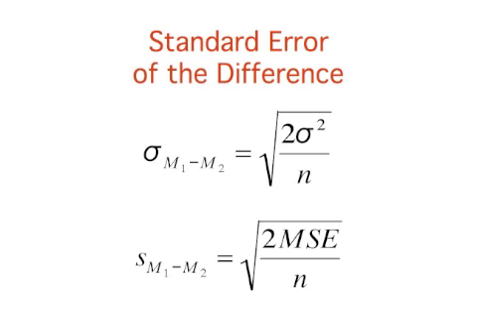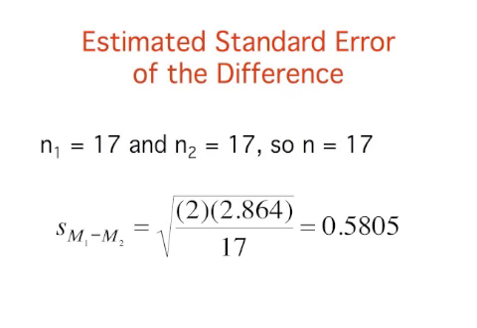The upper formula is the formula for the standard error of the difference. The lower formula is the formula for the estimated standard error of the difference. Notice the difference on the left side of the formulas. The population formula uses sigma, whereas the estimate uses S. Notice also that MSE, which is the average of the sample variances, is used in the formula for the estimate. Both groups have the same number of scores, 17, so our n is 17. Now we can calculate our estimated standard error of the difference, which equals 0.5805.